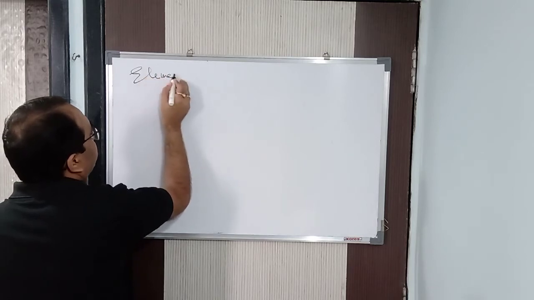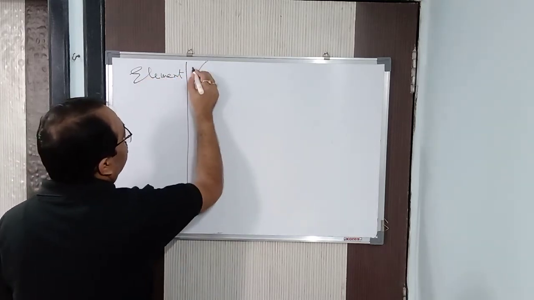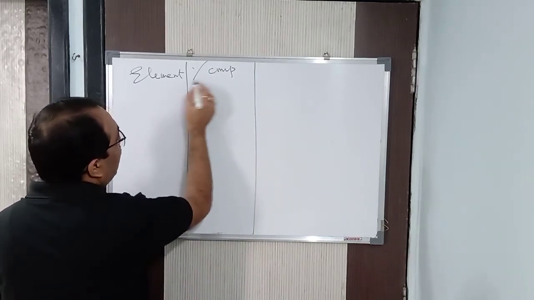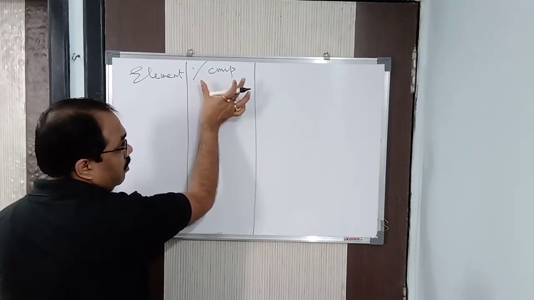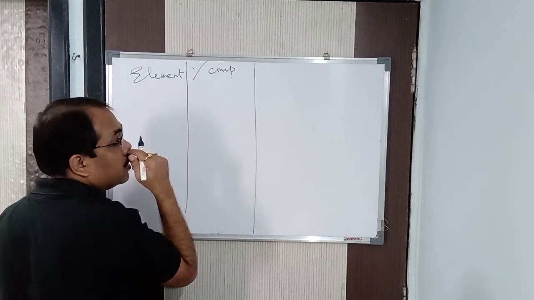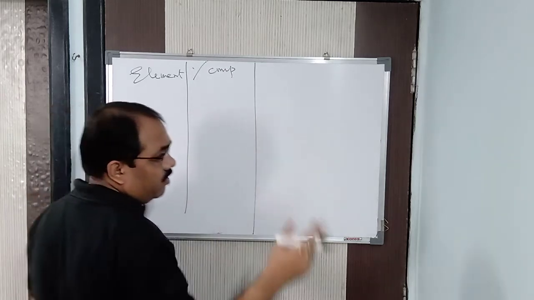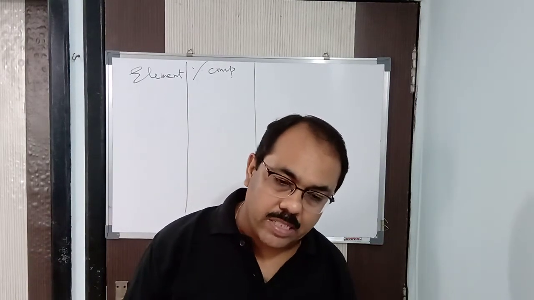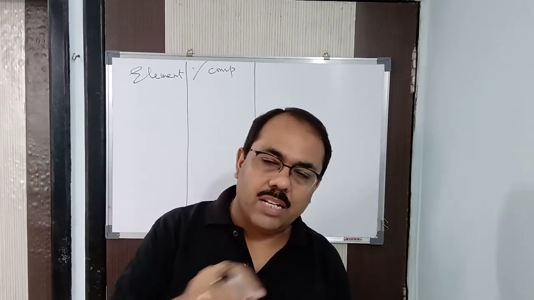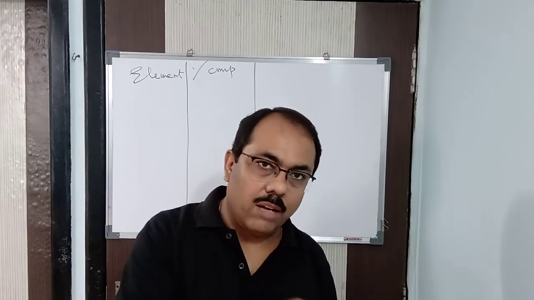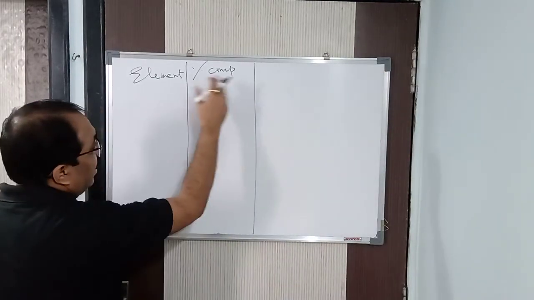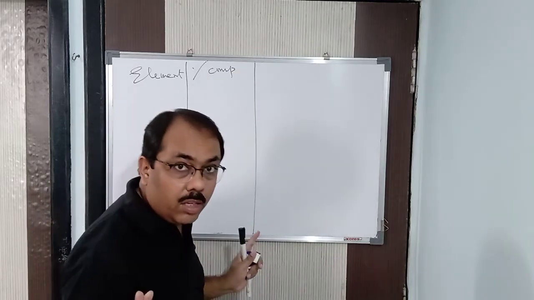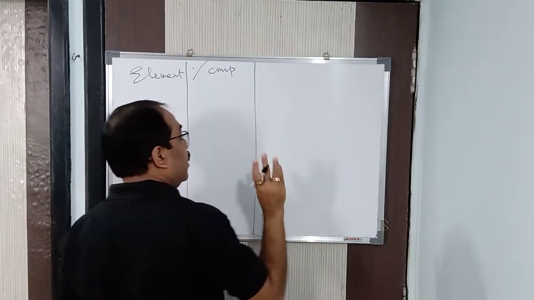First is element. Next, percentage composition. If instead of percentage composition mass is given, simply write mass. Mass of the compound, not atomic mass. If mass is given, say 2 gram, oxygen 3 gram, then don't change that mass into percentage composition. Straight away put the mass and do it as I am doing. The method is the same.